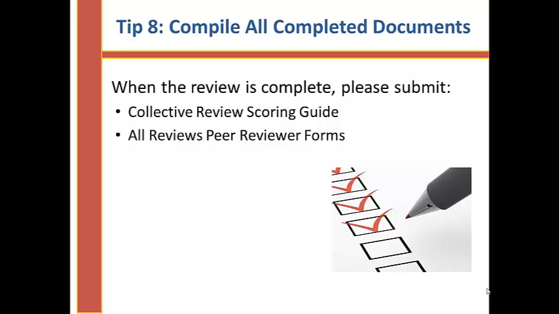And lastly, compile all completed documents. When the review is complete, we'll be looking for you to complete that collective reviewing score guide, as well as all peer reviewer forms. So the email will be sent with those 4 items. So you will have 3 peer reviewer forms plus a completed collective review scoring guide.